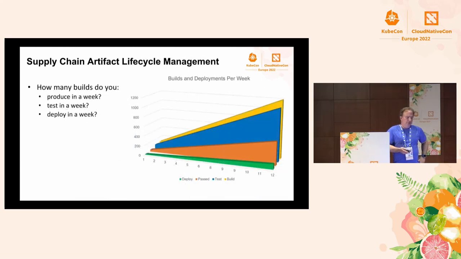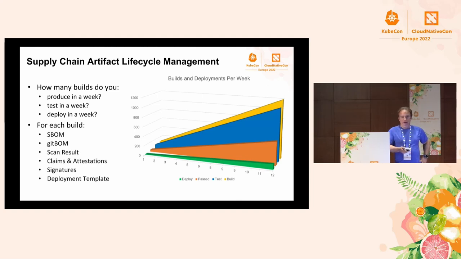Now, we have automated builds, right? We probably build more than once a week these days, or once a month. It's probably multiple times a day, maybe even every git commit. For every one of those builds, how many do you test? How many tests succeed? And how much do you actually deploy? For each one of those, are you generating all the new supply chain artifacts? Right? So you start to think about, wow, this is starting to get to be a lot.